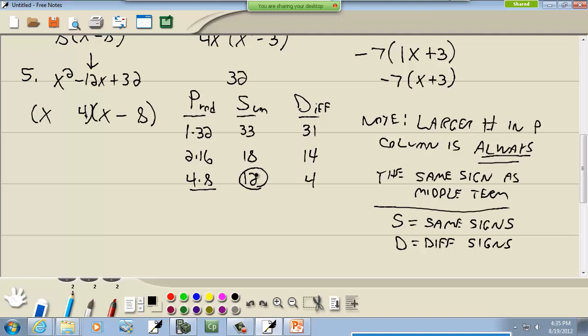Now the number I circled is in the S column, which means same signs. So if the 8 is negative, then the 4 has to be negative. And that'd be my answer: x minus 4 times x minus 8.